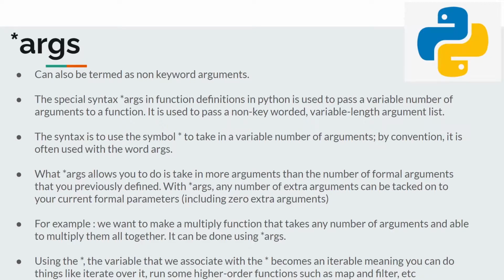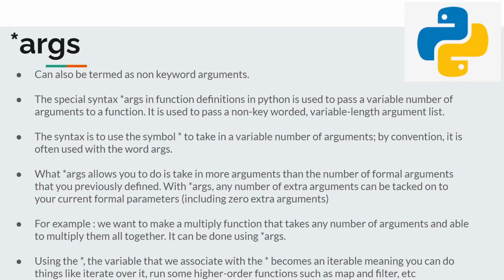So the star or the asterisk symbol allows you to take in more arguments than the number of restricted formal arguments that you previously had defined. For example, we want to make a multiply function that takes any number of arguments and is able to multiply them all together. It can be done using star args, where you take a set of arguments and use the multiply function to get the multiplication of those arguments.